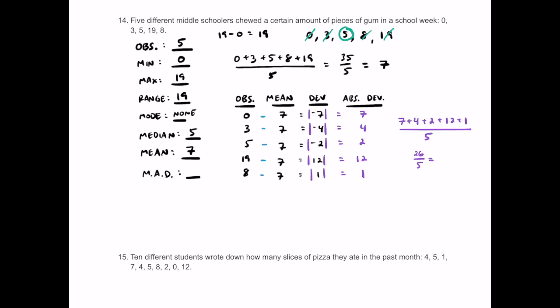How many times does 5 go into that? It goes in 5 times, 0.2. So you can use a calculator, but just please write out the work. And you should be able to get that using long division anyway. But that's going to be a mean absolute deviation of 5.2. So on average, they ate 5.2 pieces of gum away from the average, which was 7 pieces of gum. So there you go. That's 14. All the 8 different pieces of information.